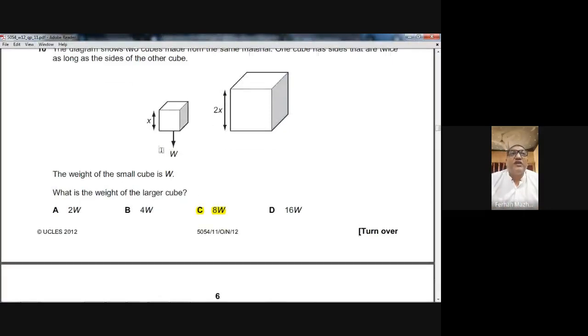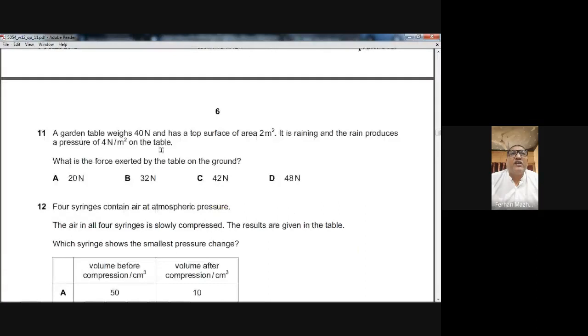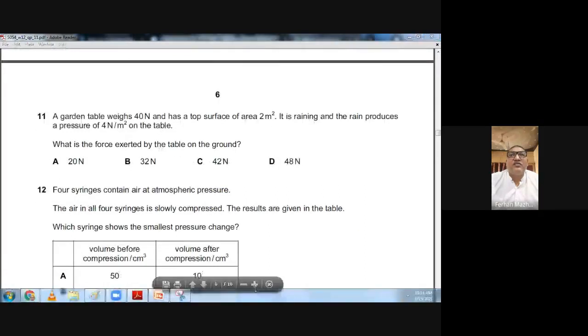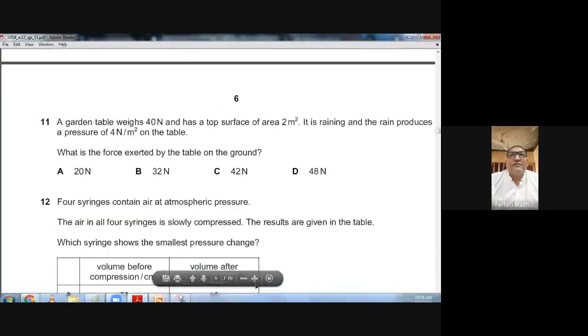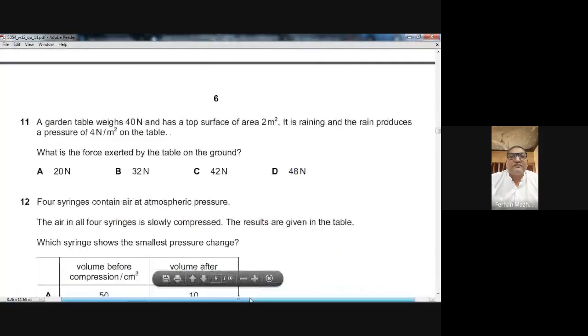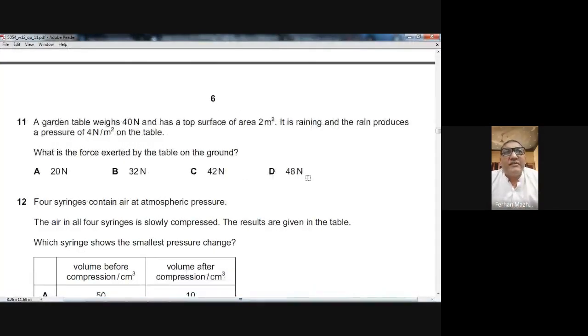Okay, my dear students, we are moving to the next question, and the next question on your screen is: a garden table weighs 40 Newton and has a top surface of area 2 meters square. It's raining, and the rain produces a pressure of 4 Newton per meter square on the table. What's the force exerted by the table on the ground?